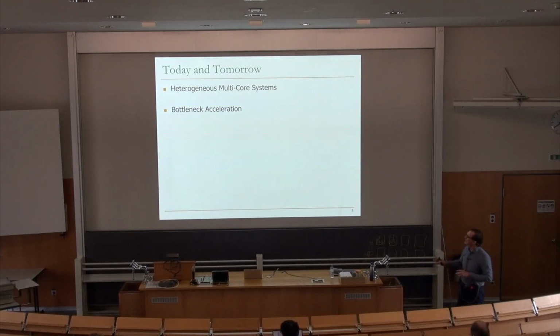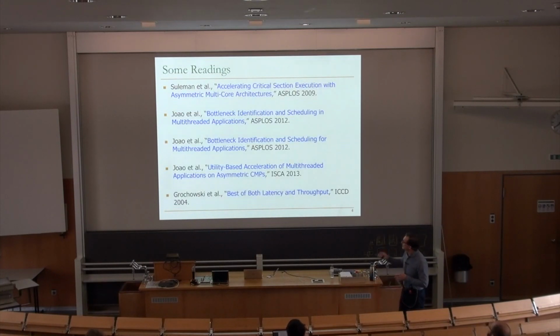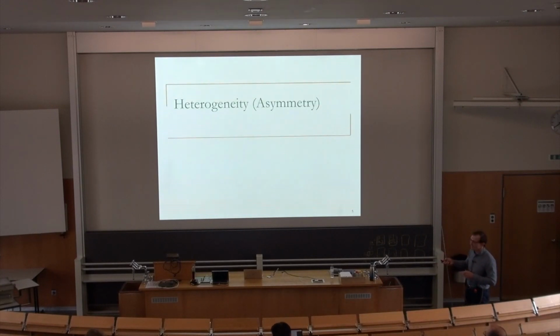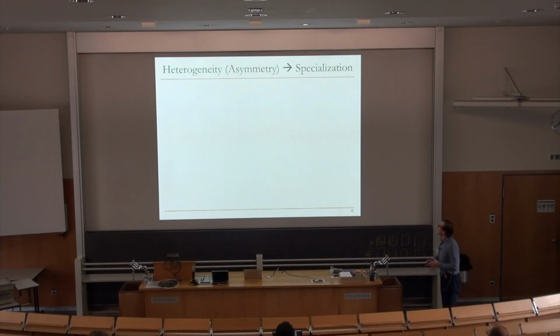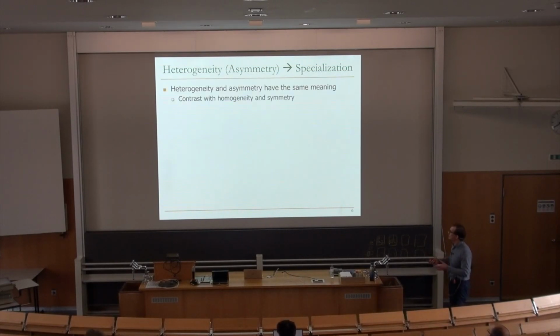Okay, now that I've said that, let's talk about heterogeneous multicore and bottleneck acceleration. This is the goal for today and tomorrow. And these are some of the works. Some of them are really interesting. I already mentioned that to you. But the basic concept we're going to cover is heterogeneity. It's also called asymmetry. This is a concept that enables specialization, and they have the same meaning.